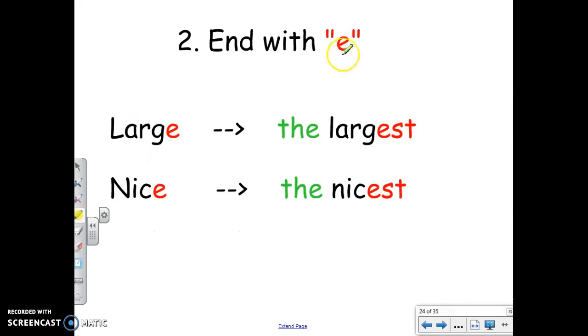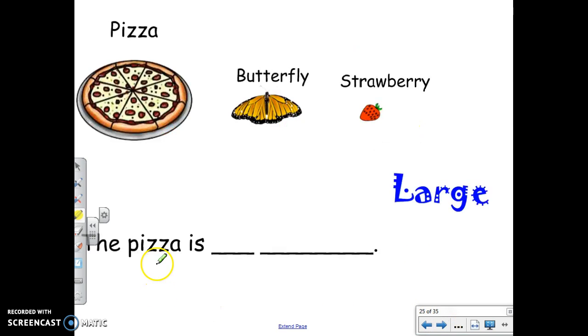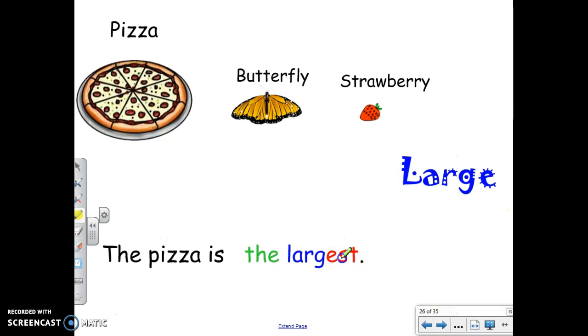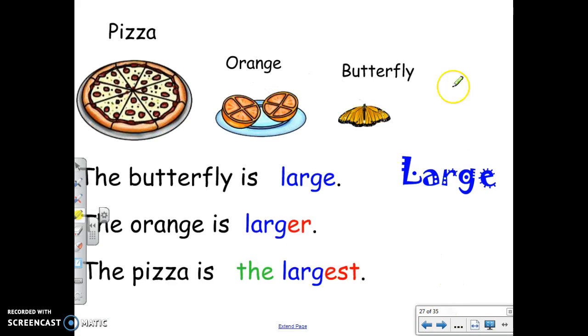The second type, if the word ends with e, we don't have to put est but st because they already have the e. For example, the pizza is what? See that we have an e here. So instead of est, we are only going to put st because we already have the e here. The pizza is the largest. And if we want to describe three of them, I would say the butterfly is large, the orange is larger, the pizza is the largest.